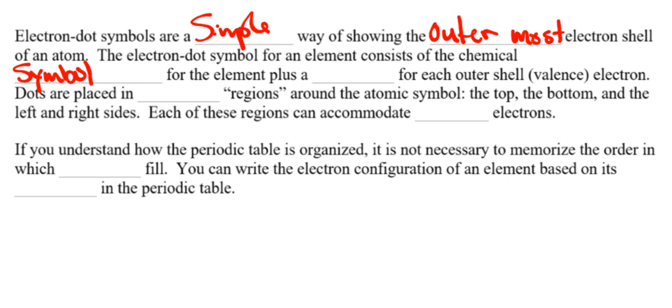So it's letters on the periodic table for the element plus a dot for each outer shell or valence electron. Dots are placed in 4 regions around the atomic symbol: the top, the bottom, and the left and right sides. Each of these regions can accommodate 2 electrons.